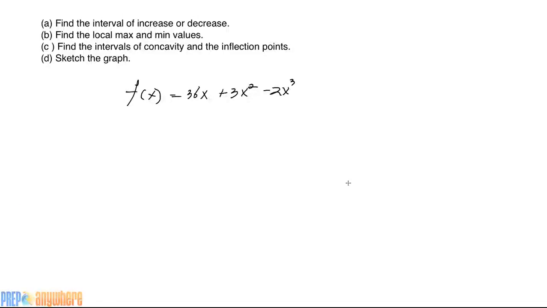Alright, so we have to sketch this. Now this question asks you to sketch in 4 parts, but whether you're asked to do parts A to C or not, you actually have to do them to be able to sketch the picture.